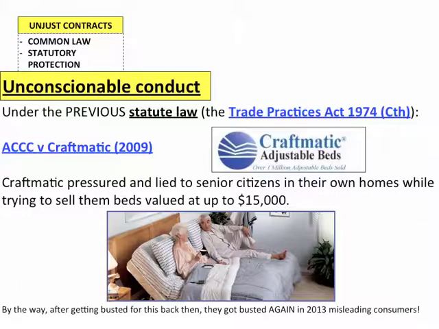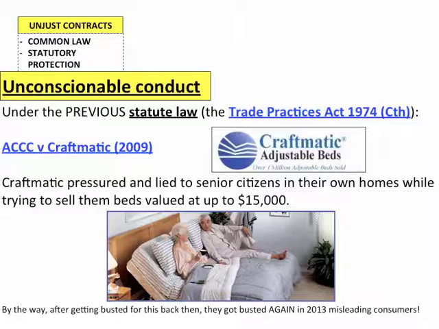Now, ACCC and Craftmatic was another case where the ACCC went, all right, well, this is unconscionable. This is wrong. This is so wrong. And here you don't have Indigenous people. You have old people. And you've got people there, down the bottom there, old people in bed. Yeah, I wonder what they're going to go up to. Well, they can adjust the bed however they want because it's a Craftmatic adjustable bed.